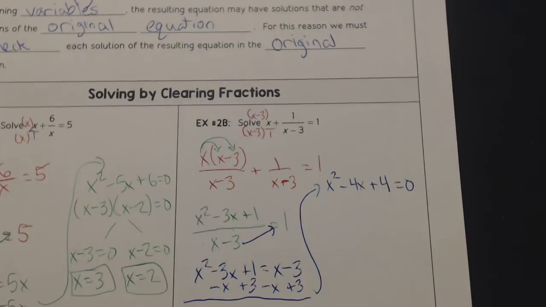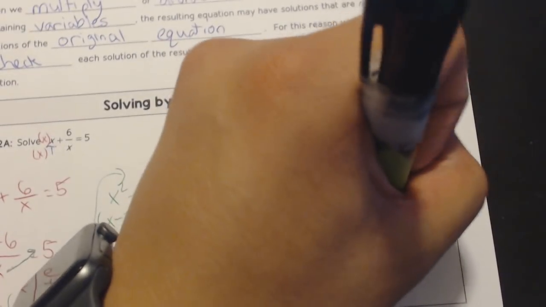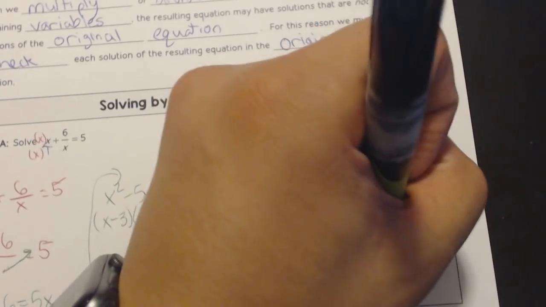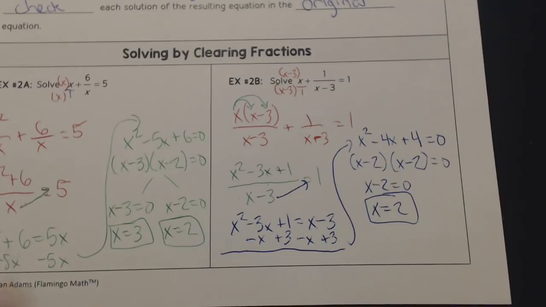And this factors out to be (x minus 2) times (x minus 2), and that's equal to 0. But since they're the same equation, I don't need to branch them out. I can just write the equation once. x minus 2 is equal to 0. Therefore, x equals 2. And I solved another problem using rational functions in my equation.